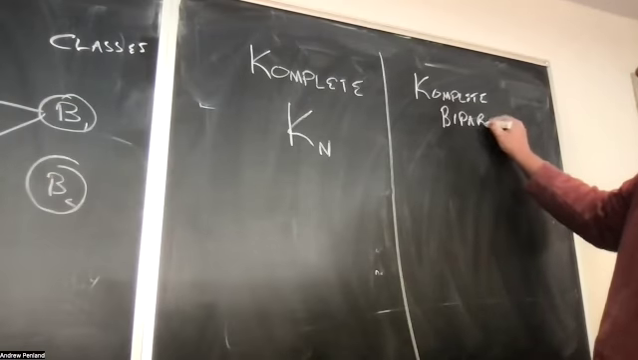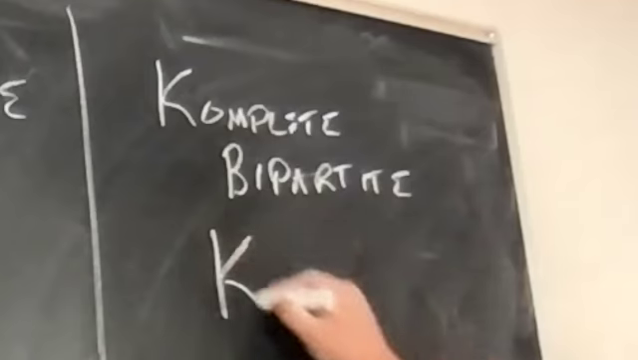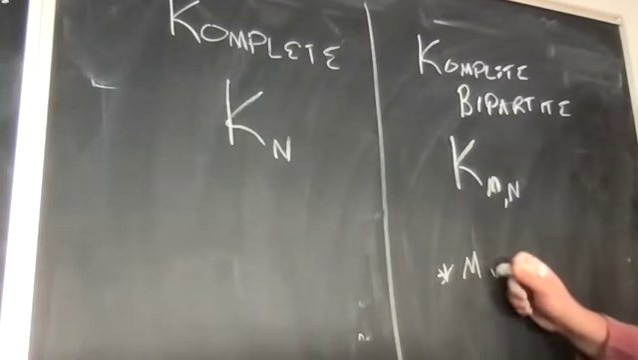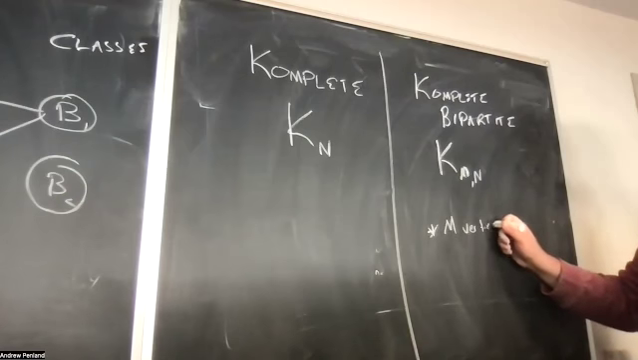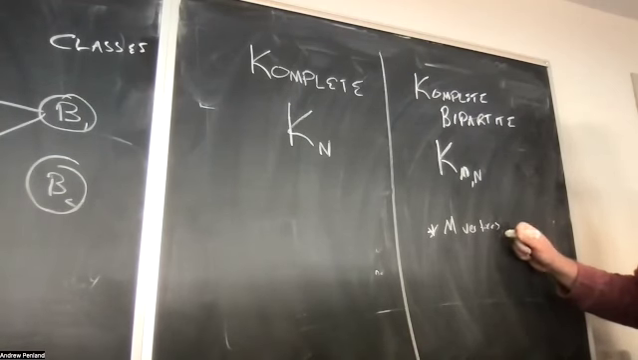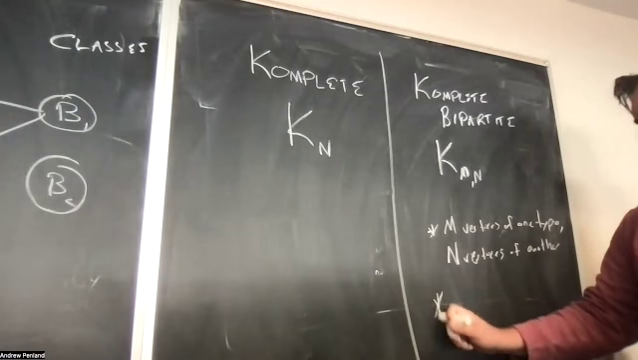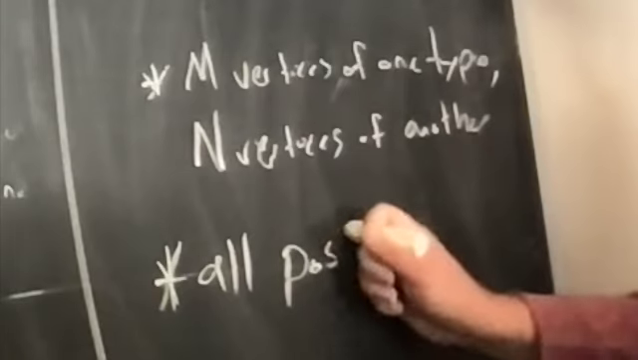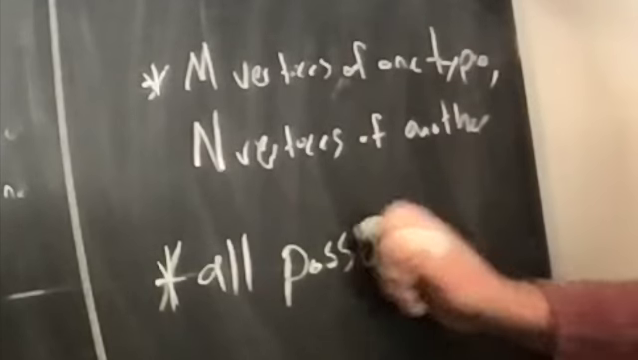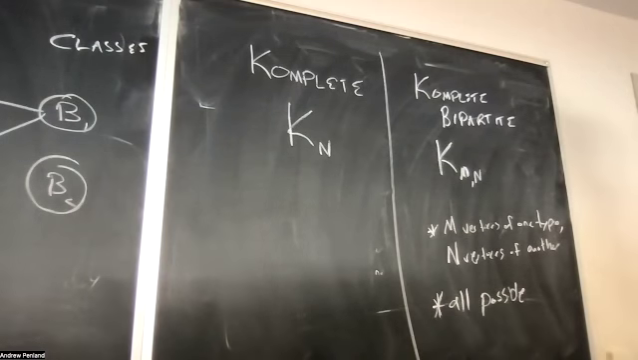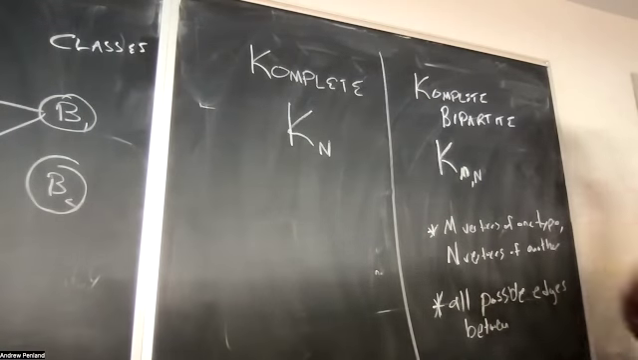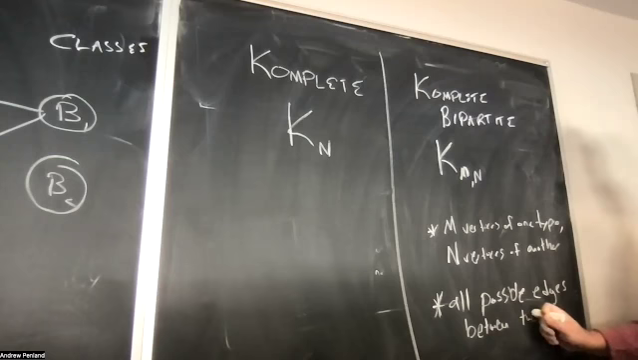Complete bipartite has 2 numbers. It has m and n. You have m vertices of one type and n vertices of another, and all possible edges between the 2 types, but not all possible edges that could exist, because you don't have edges between vertices of the same type. Yes, every A is adjacent to every B, and every B is adjacent to every A.